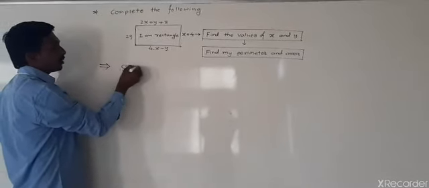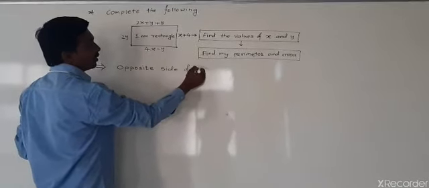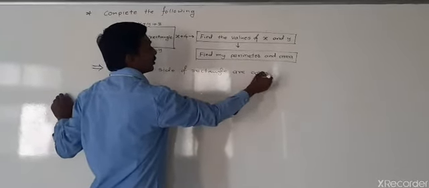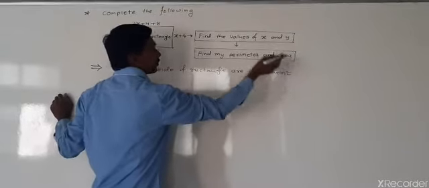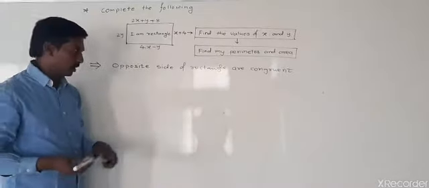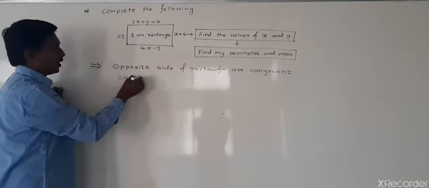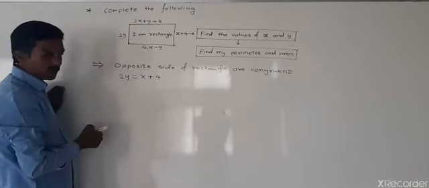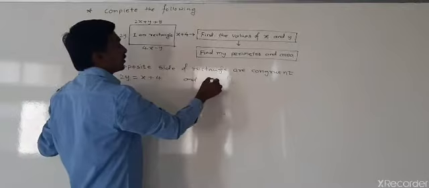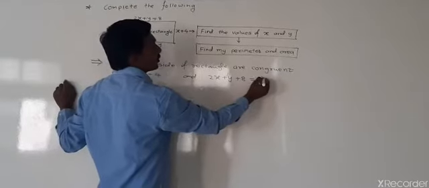Opposite sides of a rectangle are congruent. We have to use the property of a rectangle, that is, opposite sides of a rectangle are congruent. Now easily you can write 2y is equal to x plus 4, and these two sides give 2x plus y plus 8 is equal to 4x minus y.